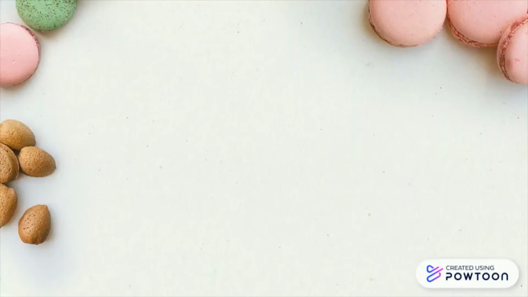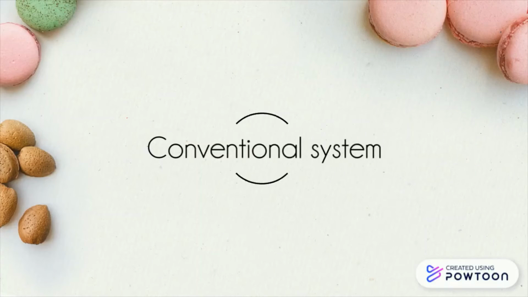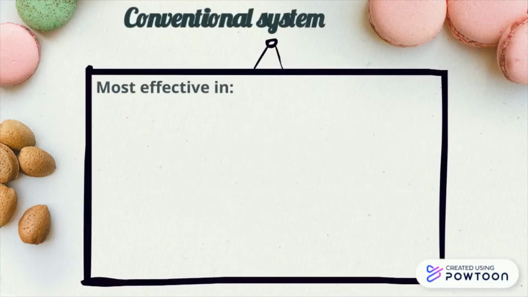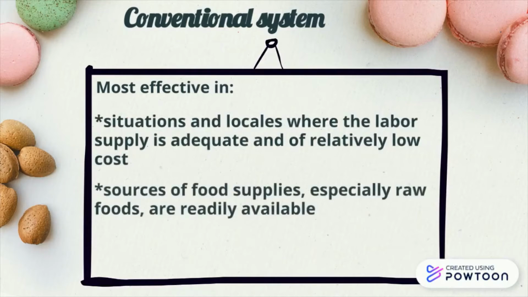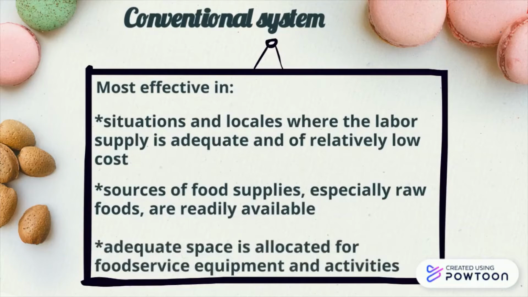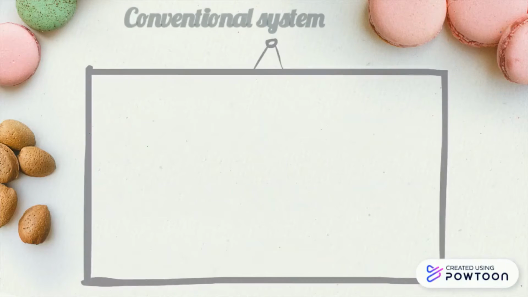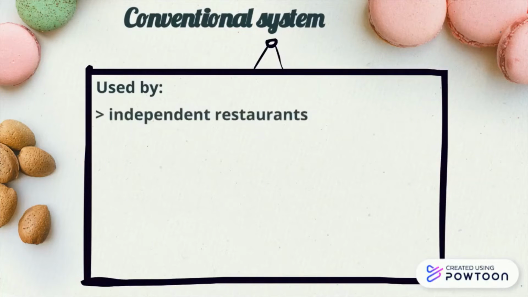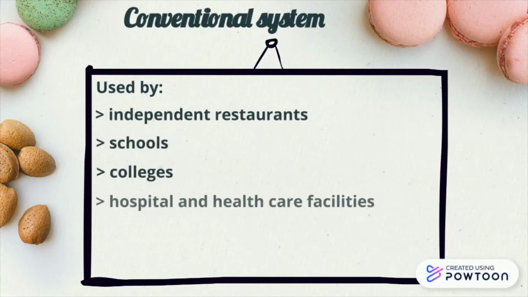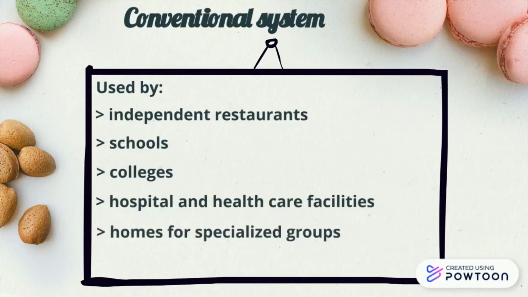First type of food service system is the conventional or the traditional system. This system is most effective in situations and locales where the labor supply is adequate and of relatively low cost, where sources of food supplies, especially raw foods, are readily available, and when adequate space is allocated for food service equipment and activities. Typical users of the conventional system are smaller food service operations such as independent restaurants, schools, colleges, hospital and healthcare facilities, homes for specialized groups, and in-plant employee feeding.